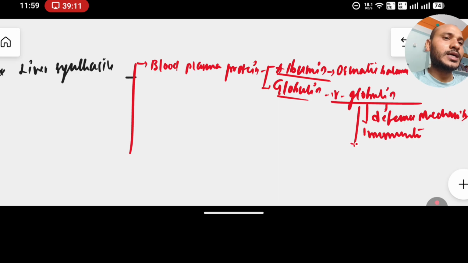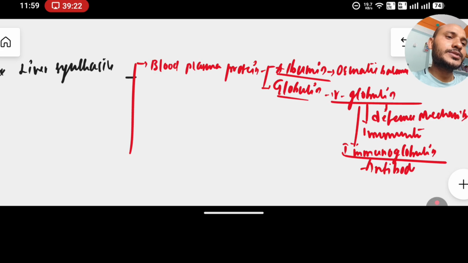Hence this gamma globulin is also called immunoglobulin. Immunoglobulins are nothing but antibodies, with Y-shaped structures. These antibodies protect us from any foreign pathogens or antigens, from disease causing microbes. And globulin and albumin, both blood plasma proteins, are synthesized only by the liver.